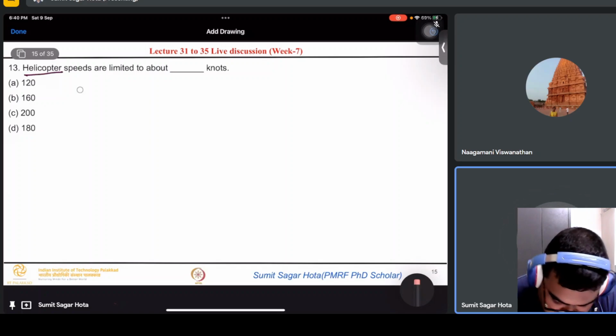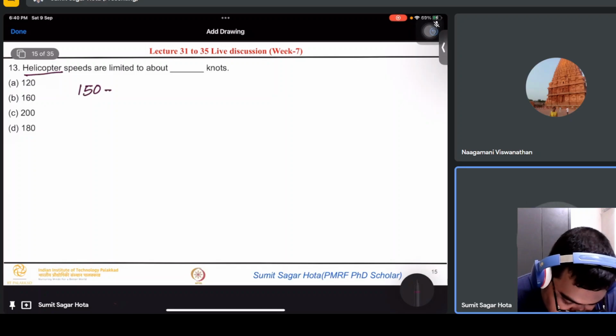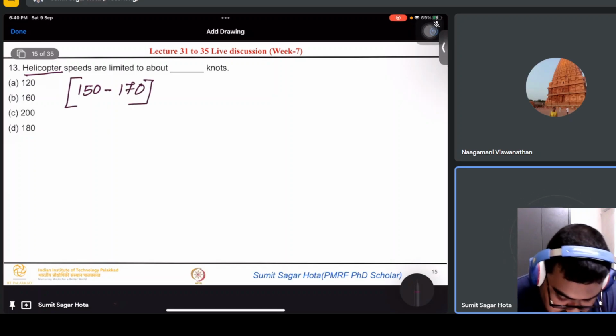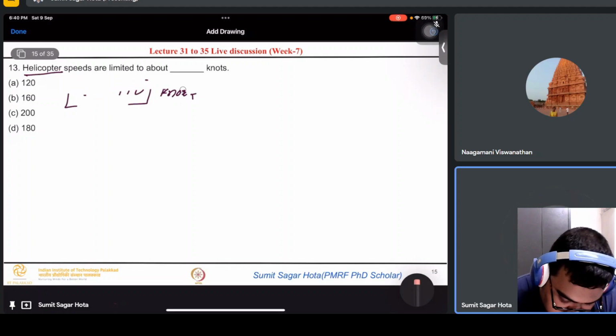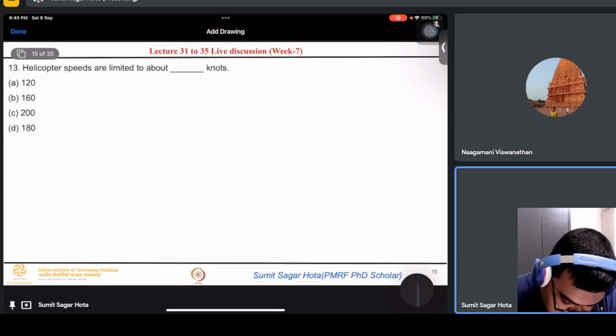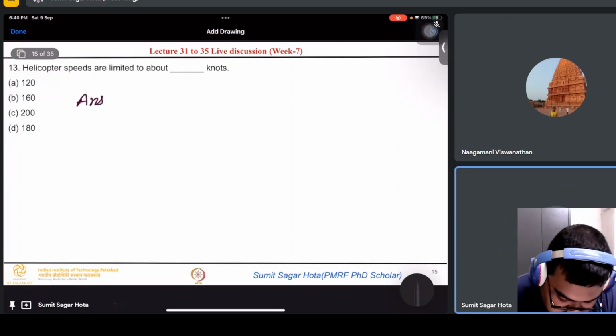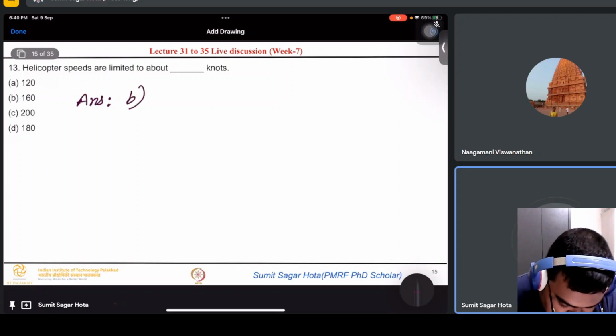150 nearly, maybe 150 to 170. This much knots will be the velocity. In the options, you know it is near 150, so the exact answer will be 160. So for this question the answer is B.